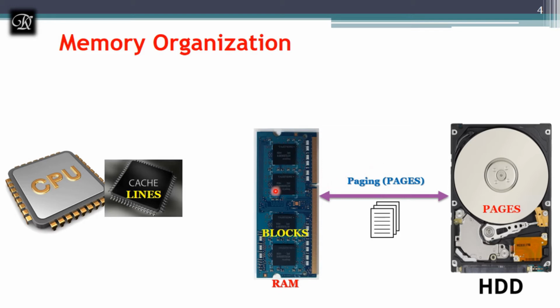But from RAM to cache we get the blocks with the help of mapping functions. There are three mapping functions, which we'll see in the next slides. So the blocks which reside in the main memory will be brought into the cache with the help of a mapping function. But the cache is too small, and the main memory is larger than the cache.